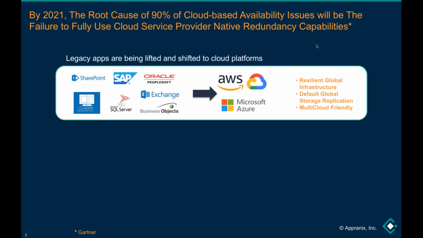So the latest statement from Gartner is that by 2021, the root cause of 90% of cloud application availability issues will be because organizations fail to use cloud service provider native redundancy capabilities. That's kind of a big statement. I wouldn't say 90%, or 70%, 60%. It doesn't matter. At the end of the day, organizations are not taking advantage of the capabilities that are available on the public cloud platforms.